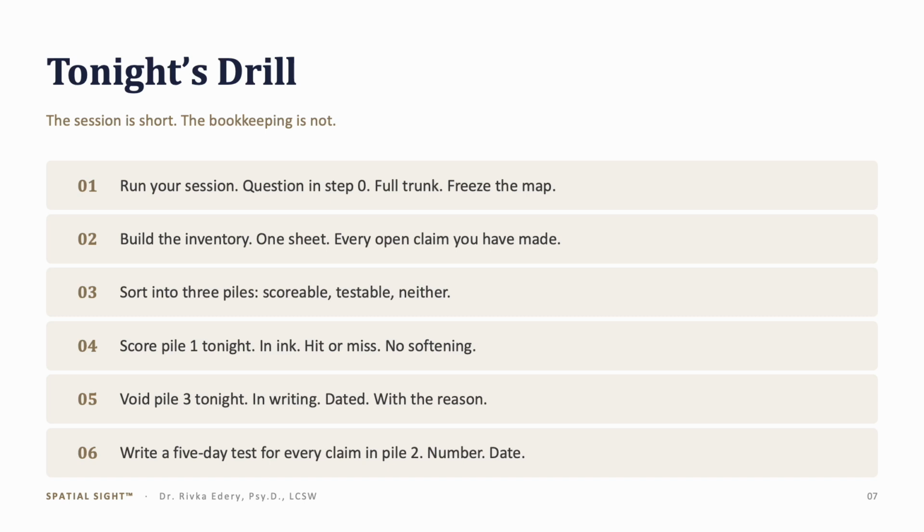That entry is not a defeat. Read it again in a year, and it will be one of the entries you are proudest of because it will be the one that proves the rest of the notebook can be trusted. 6. And write a 5-day test for every claim in pile 2, a number and a date, something that could come true against you. Then close the book. 5 sessions left. They are not for accumulating. They are for finding out.